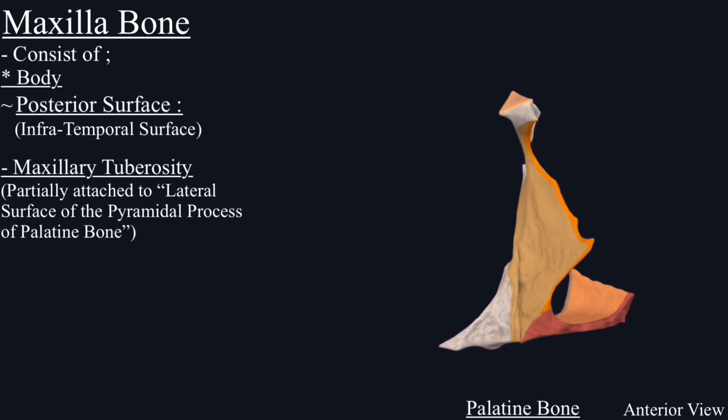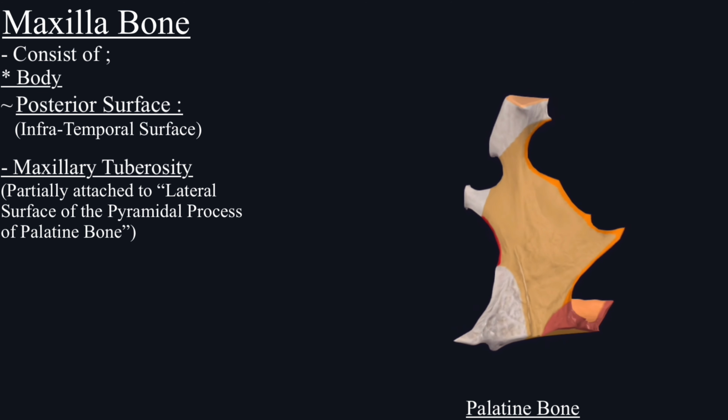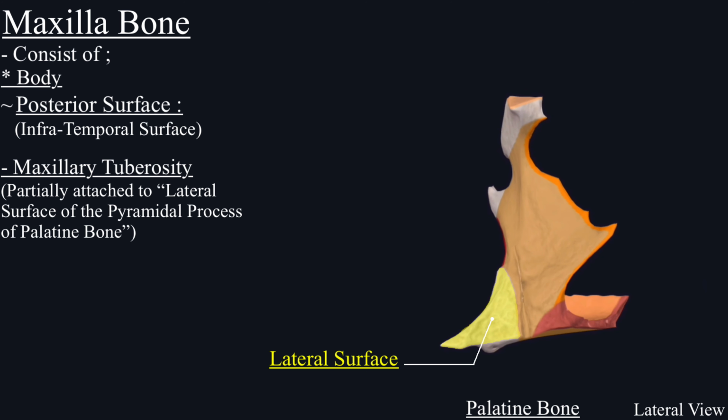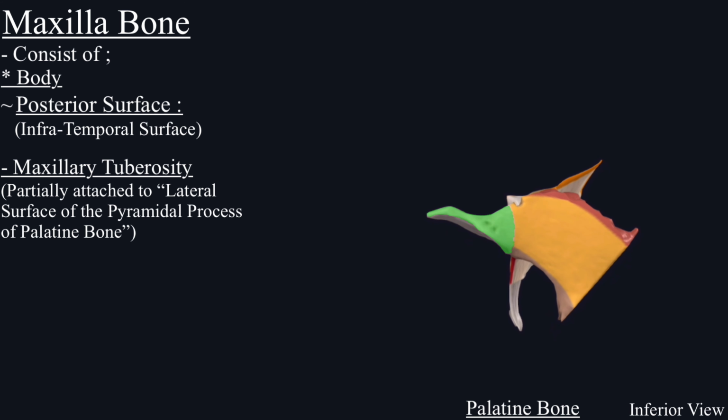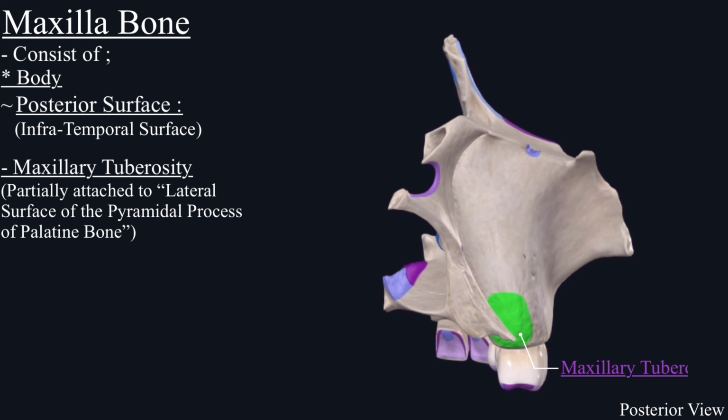It has three surfaces: posterior surface, lateral surface, and inferior surface. And out of these three surfaces, the lateral surface is attached to the maxillary tuberosity. Here you can appreciate that part of the maxillary tuberosity of the maxilla bone is attached to the lateral surface of the pyramidal process of the palatine bone.